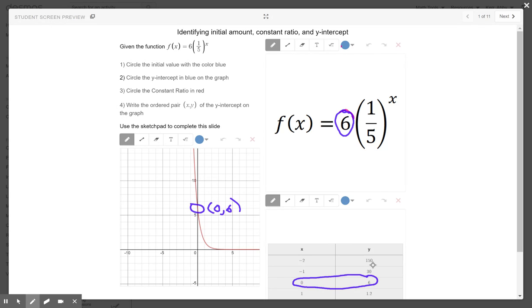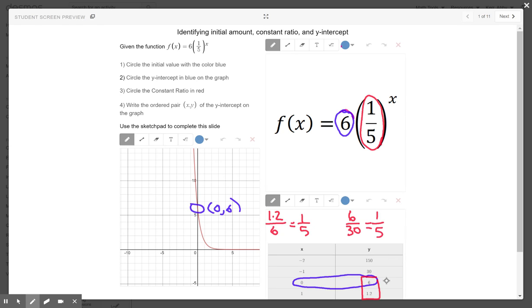And then it says circle the y-intercept, which we did, and then circle the constant ratio, which is in red. So the constant ratio is the pattern, and how you can do that, start from the bottom up. 1.2 divided by 6 will get you 1 over 5. If you don't want to deal with decimals, you can do 6 over 30.